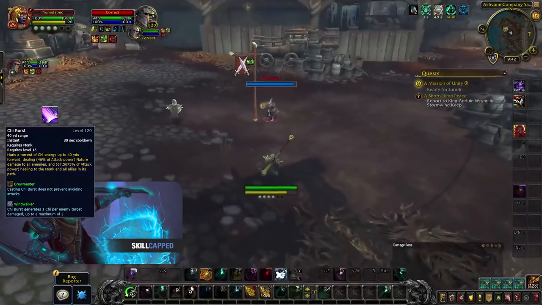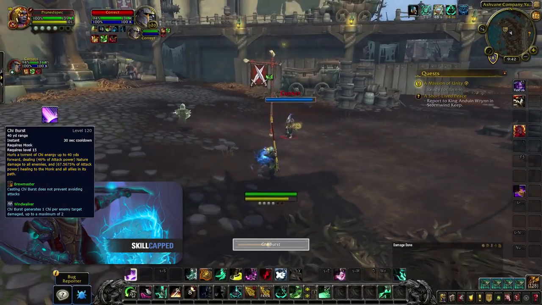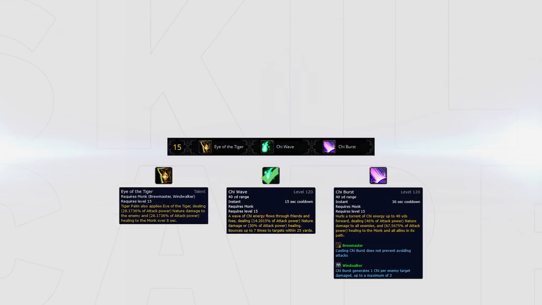Chi Burst is however very competitive, especially if you need a bit of extra damage. It now grants 1-2 Chi depending on the targets hit, making it very appealing where you don't want to use Chi Wave in case you need more controlled damage.